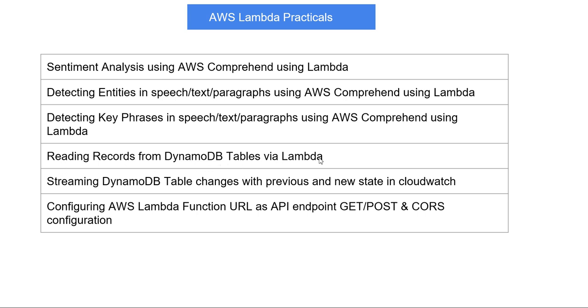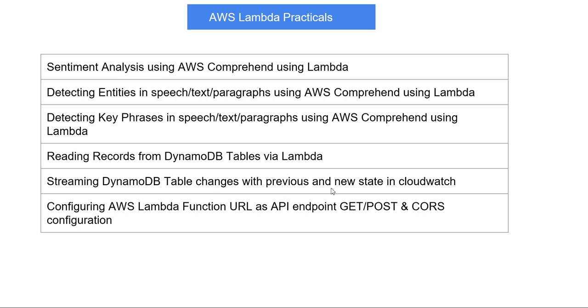Reading records from DynamoDB tables via Lambda. So we will see the AWS Lambda example with the help of DynamoDB tables also. Like if any new records have been inserted or updated, then we can trigger the Lambda function and do some activities and console logging there.